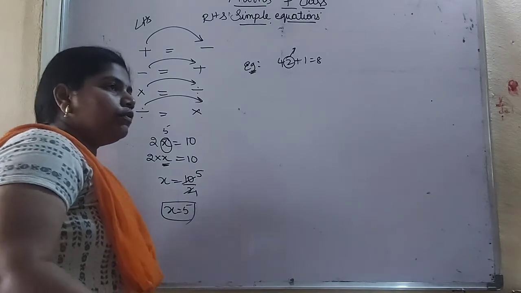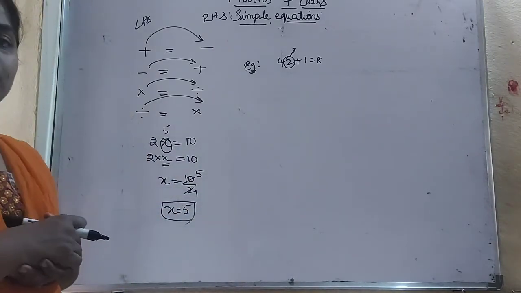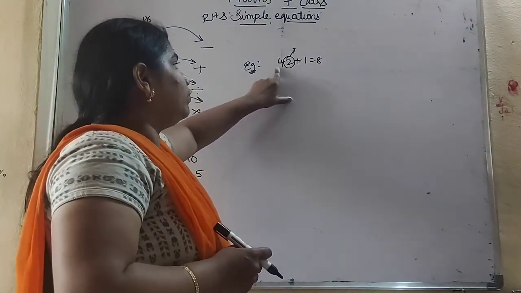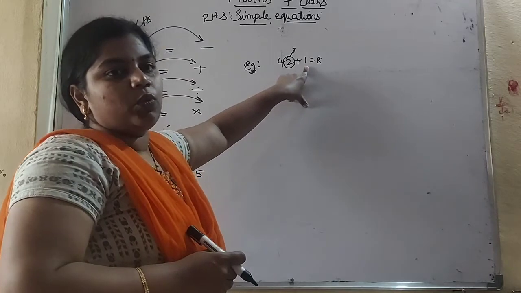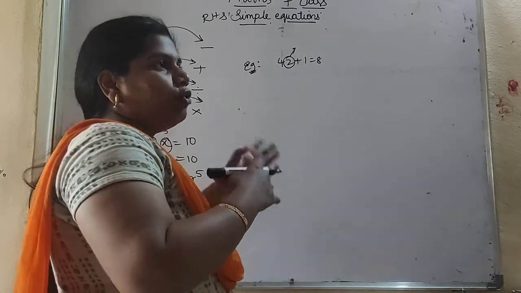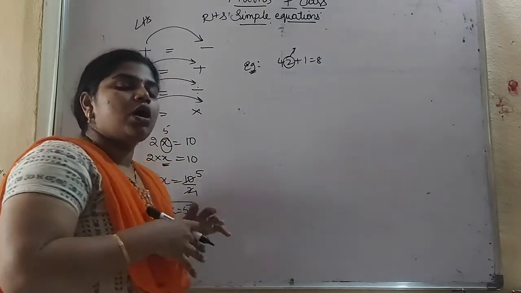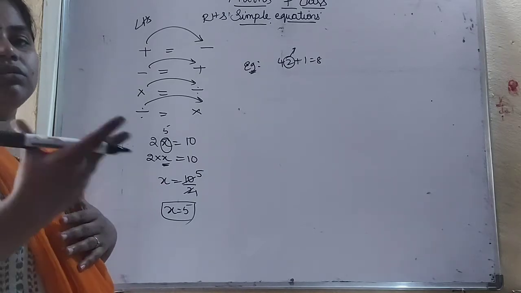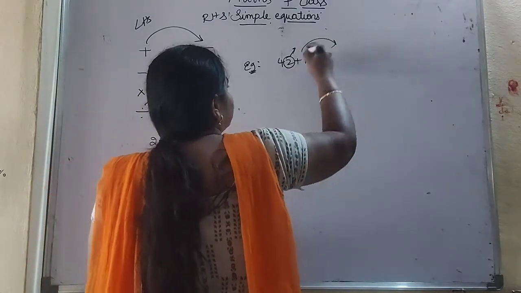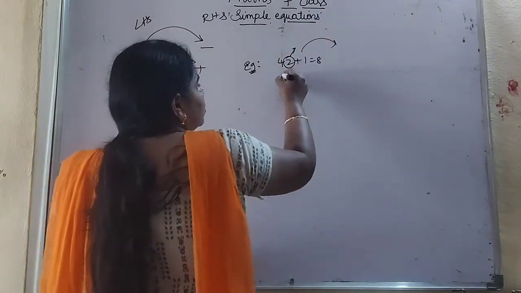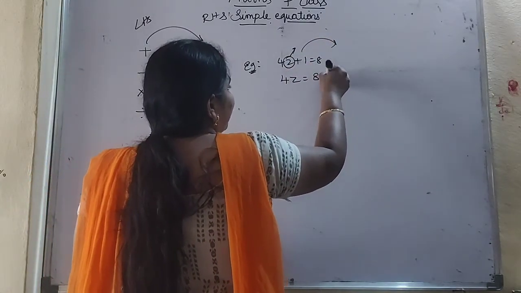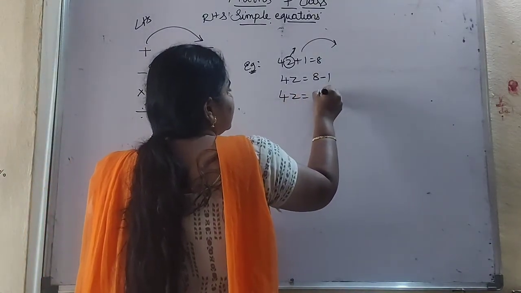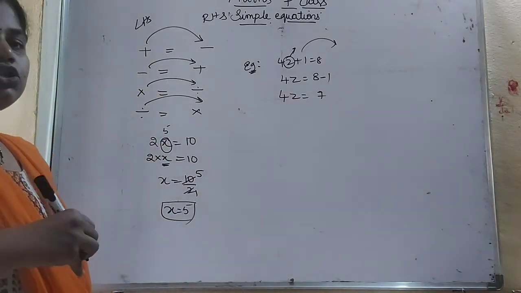What I told you, for finding a variable, it should not be linked with any type of numerical number. Now this z has been linked with 4 as well as with 1. So first I have to remove that 4 and 1 from the z. How to remove them? By using transposing. Plus 1, if you transpose, plus will become minus. So we can write 4z equals 8 minus 1. What is 8 minus 1? 7. 8 minus 1 equals 7.